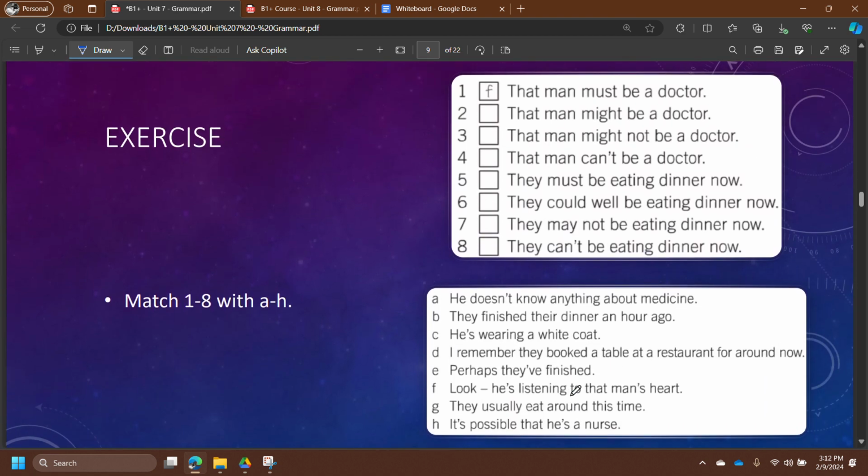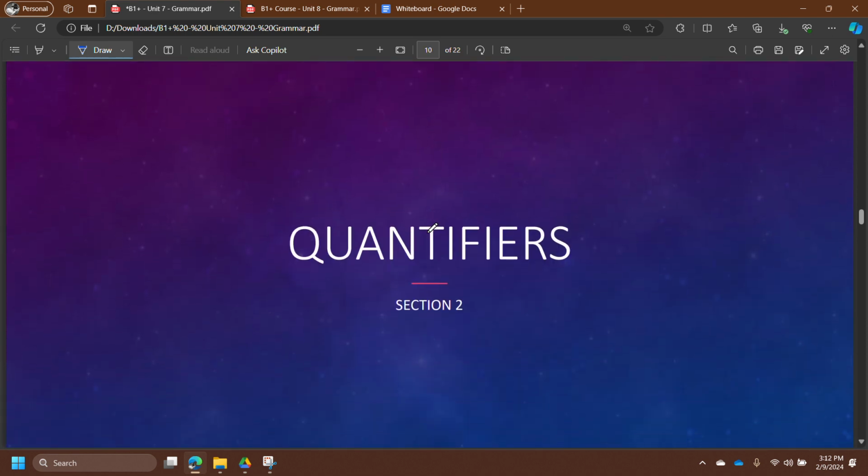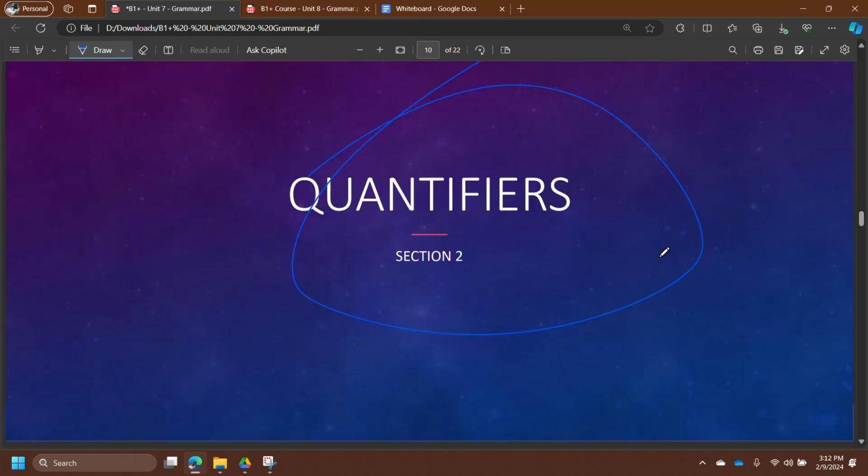So this is a little exercise. If you're going to do it, you can just pause the video and do it, and we will now continue. So section 2, guys, is now about quantifiers. Let's talk about it.